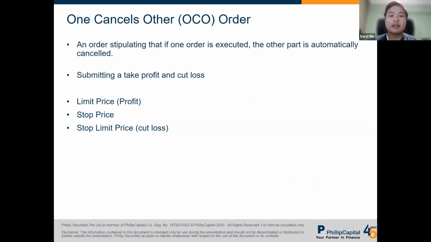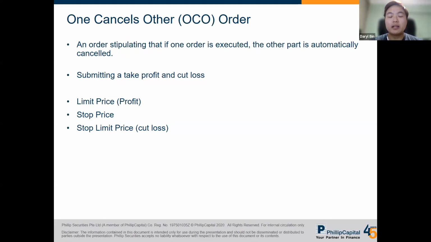The next commonly used order is the one-cancels-other, or OCO, order. This is an order where, if one order is executed, the other part is automatically cancelled. The OCO order consists of three parts. The first one is the limit price, which is the take profit. The second one is the stop price. And the third one is the stop limit price to cut loss.